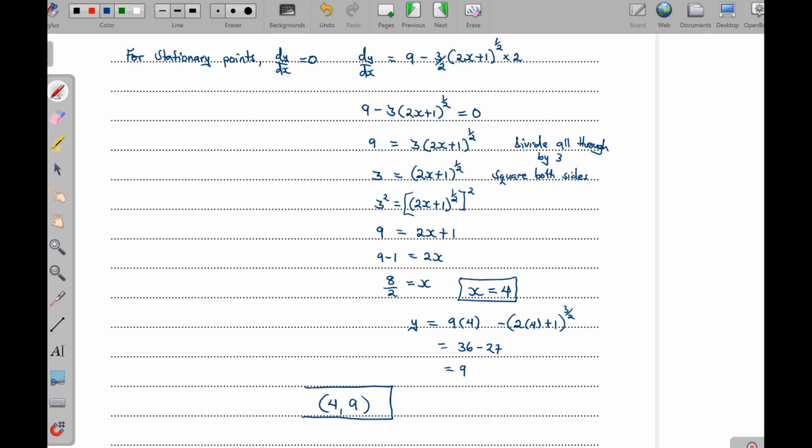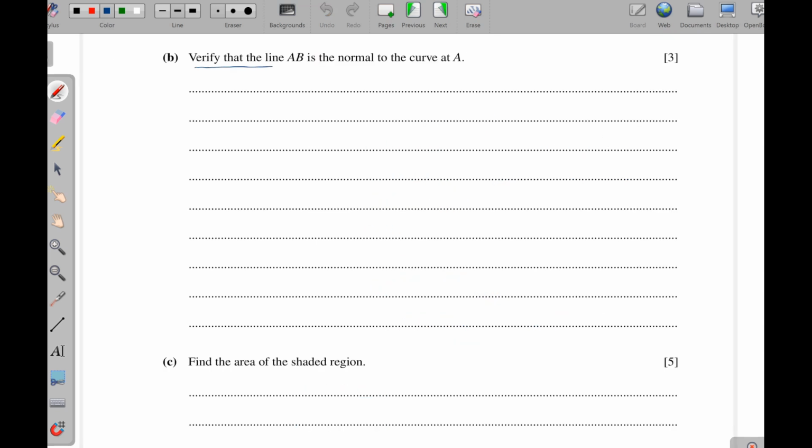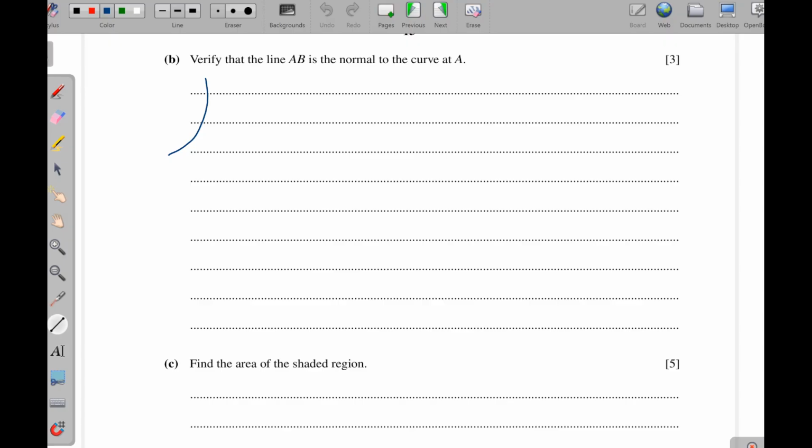That is that. Then part B, verify that the line AB is the normal to the curve at A. Remember, when we are finding the equation of a straight line, we need the gradient and one of the points through which the line passes, right? Now I'm assuming the curve looks like this. So suppose I put a tangent here. The line which is perpendicular to the tangent is what we call the normal. Okay, this is the normal, this is the curve, this is the tangent.